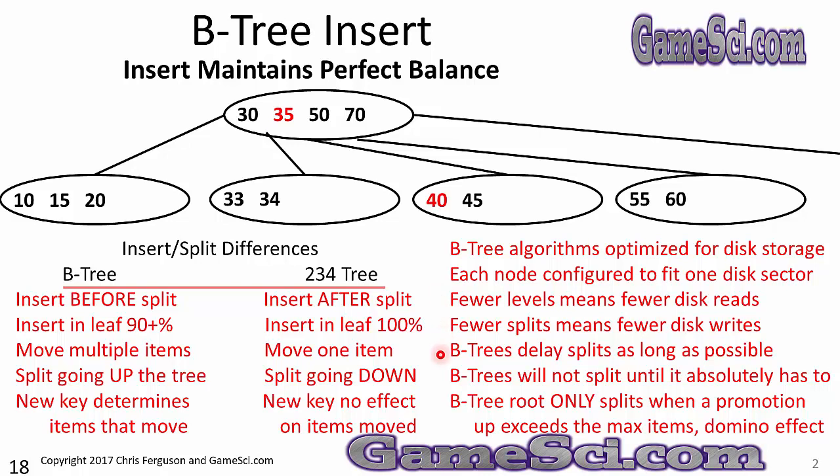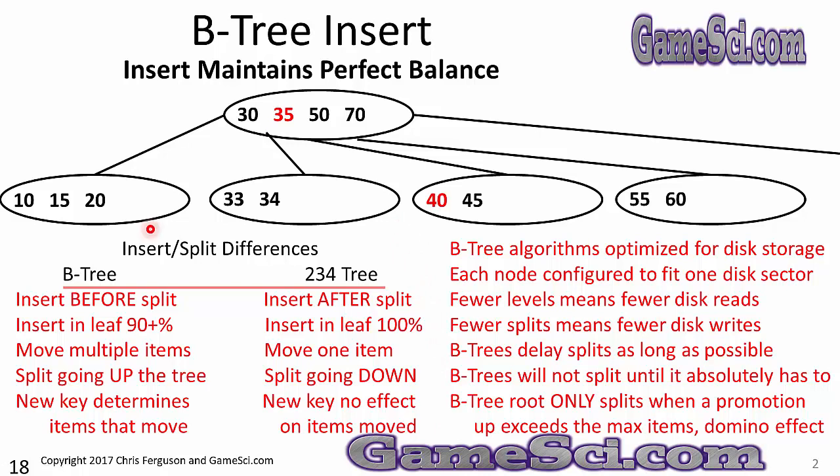B trees delay splits as long as possible. B trees will not split until they absolutely have to. The B tree root only splits when a promotion up exceeds the maximum number of items. B trees do have a domino effect, where a split at the bottom of the tree can split in the middle of the tree, which could split at the top of the tree.